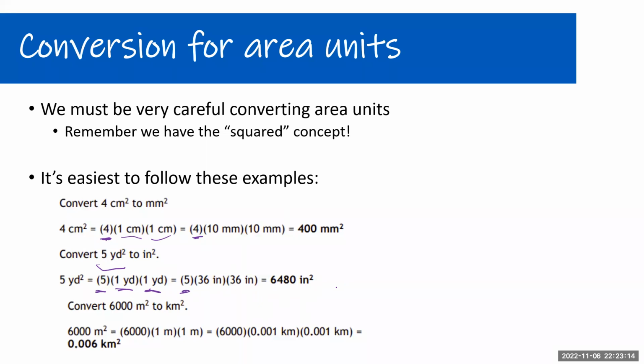Okay, it blows up fast when we're talking about area, and in the next unit, it blows up even faster with volume. Okay, if we wanted to convert 6,000 square meters to kilometers, we do the same thing. 6,000 meters squared, so 6,000 times 1 times 1. And then 1 meter is 0.001 kilometers, okay, because it's 1/1000th of a kilometer. We do the same thing, and so we're going to get that 6,000 meters squared is only 0.006 kilometers squared.